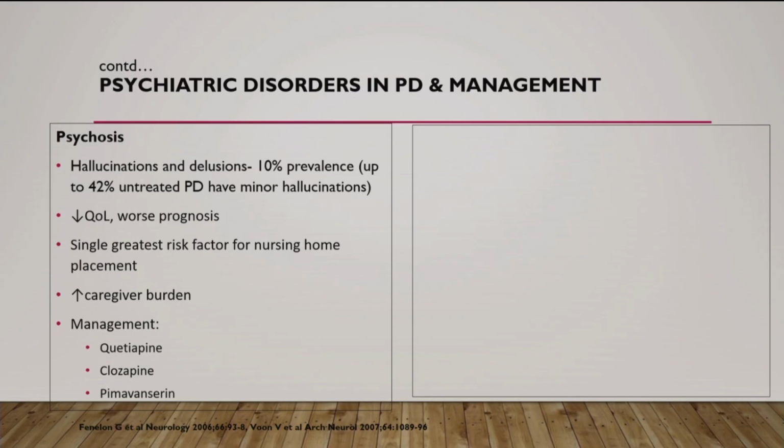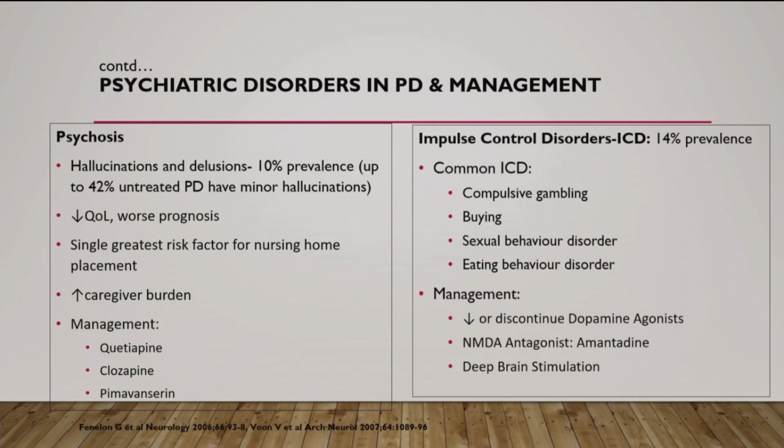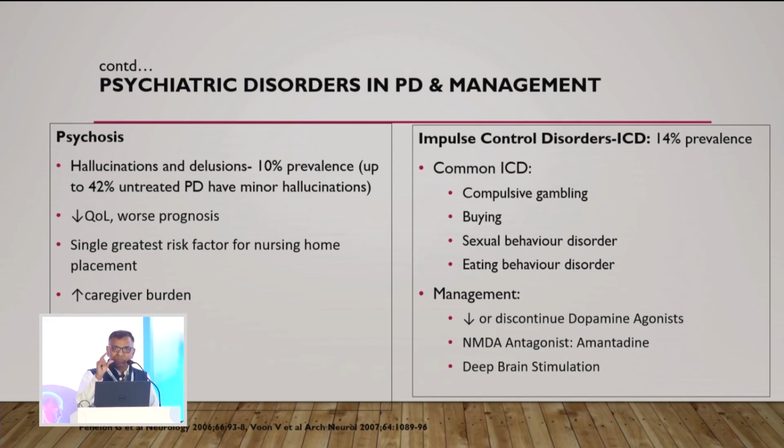Psychosis, hallucinations are common, and in untreated patients hallucinations are even more common, right? So among the medications, quetiapine we believe is the safest drug because it has minimum extrapyramidal side effects. All other medications would have extrapyramidal side effects, so quetiapine is probably the safest drug. Impulse control disorder, again, could be drug induced also.